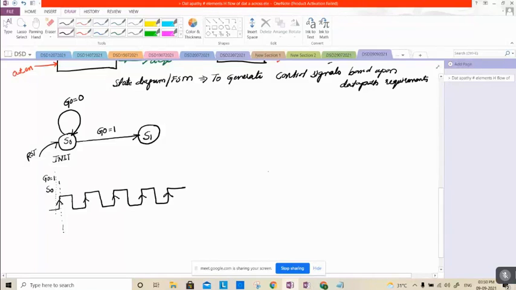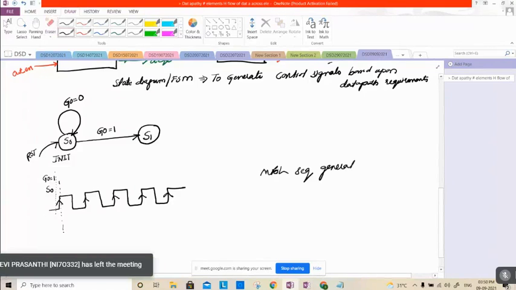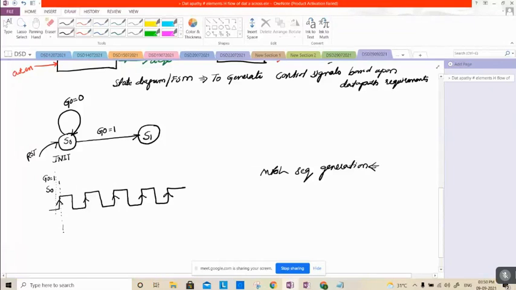So if you remember the mobile number controller, right? So mobile sequence generation. What is the counter that is supposed to be used for generation of a mobile number sequence? Right, BCD counter or a decade counter. Why is a decade counter supposed to be used? Why only a decade counter? It has 10 states. Right, modulus is 10. So the number of digits in a mobile number is 10.